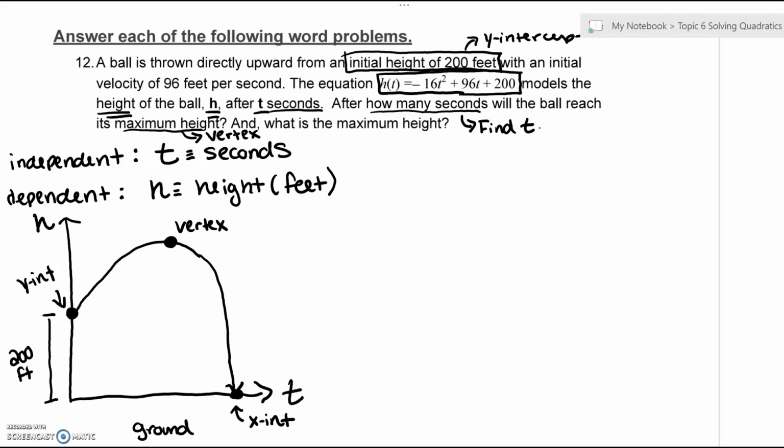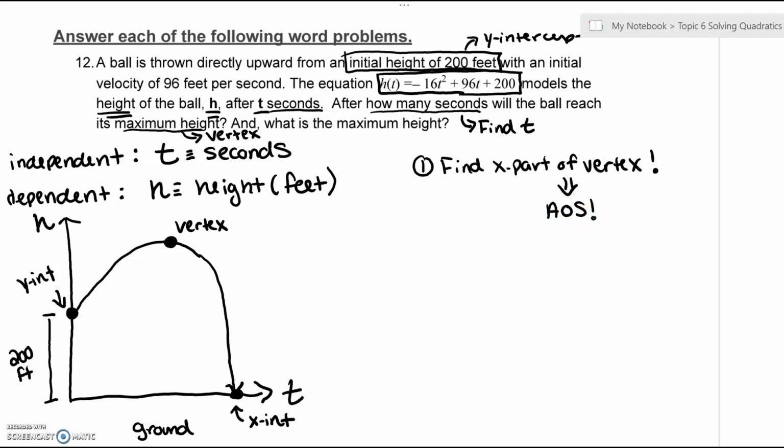So this first part here, it wants you to find the x part of the vertex. And on our study guide, we talked about how to find the x part of the vertex. The x part of the vertex is also known as the AOS, or my axis of symmetry.